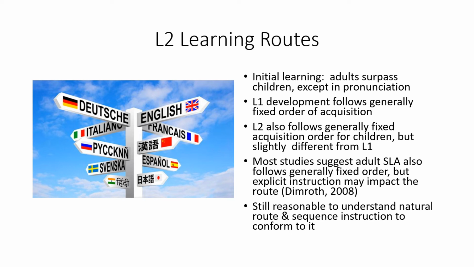And most of the studies suggest that adults also follow a generally fixed order, but there is some evidence that explicit instruction may alter that route a little bit. Still, I think it is reasonable to understand the natural route of second language learning and to sequence instruction in ways that conform to it, or at least don't fly in the face of it and violate those principles.